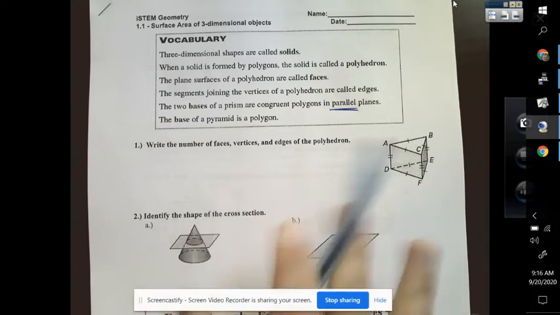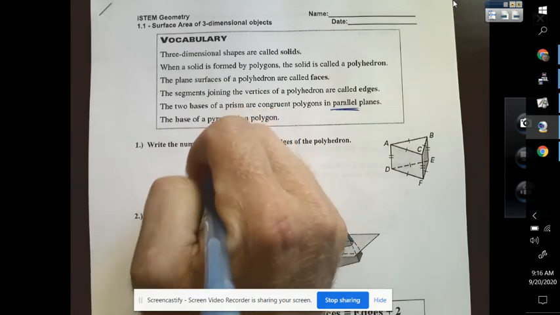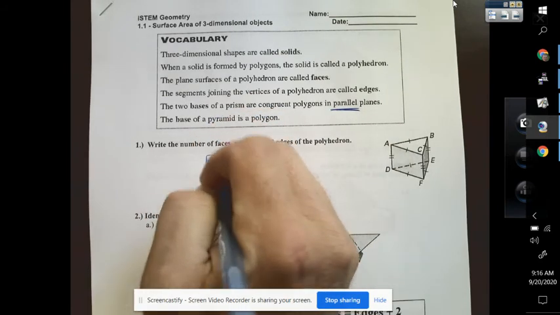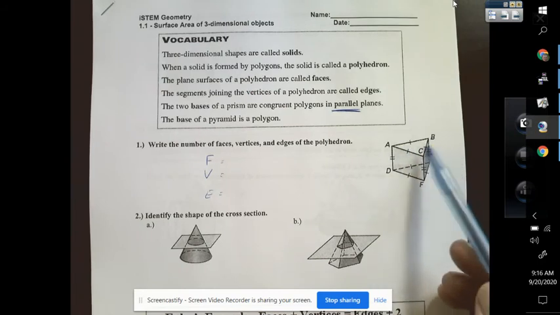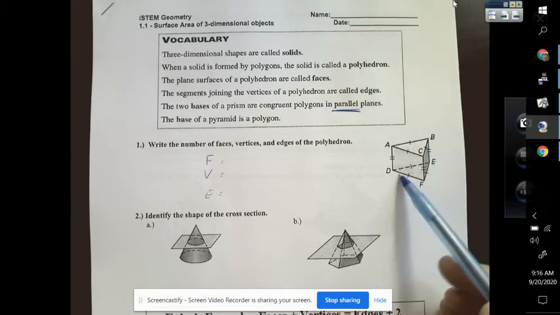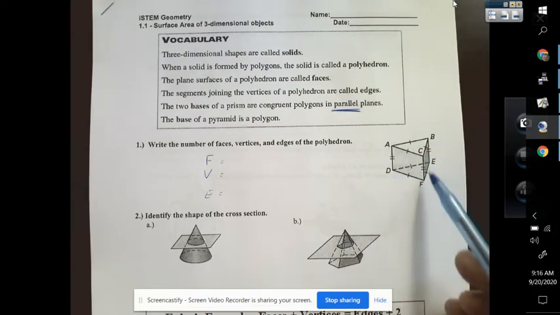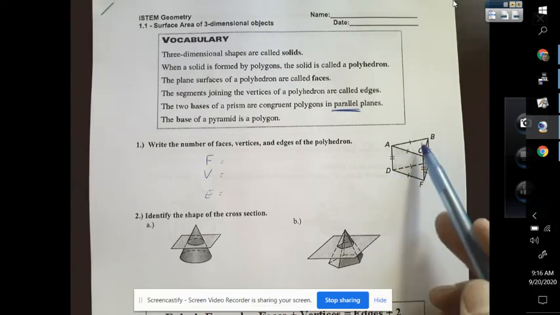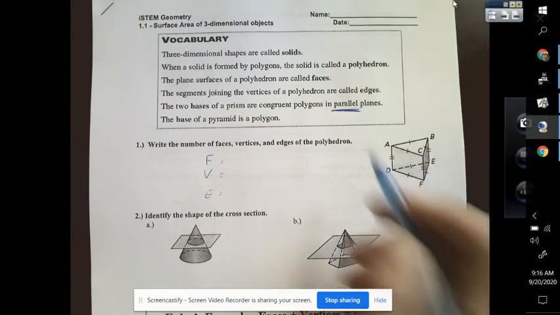All right, so let's put all that together like we quickly read through it. Write the number of faces, vertices, and edges of the polyhedron. So faces, vertices, edges. Okay, faces are basically your polygons on the outside. So you have one on top, one. You have one on the bottom, two. Now see how they're parallel? Like triangle A, B, C, and D, E, F, those are your bases, okay? So 1 and 2, 3 is in the front, 4 is on the side, 5 on the back.